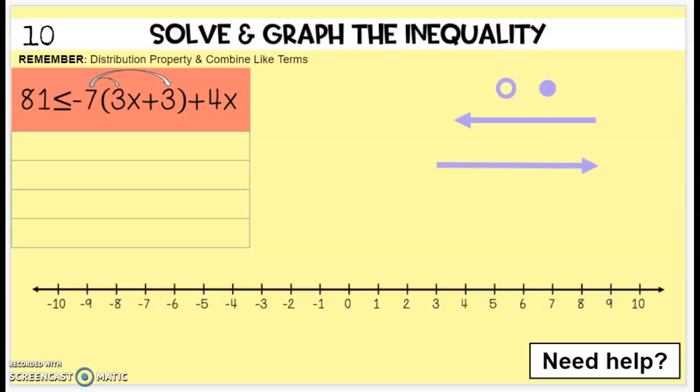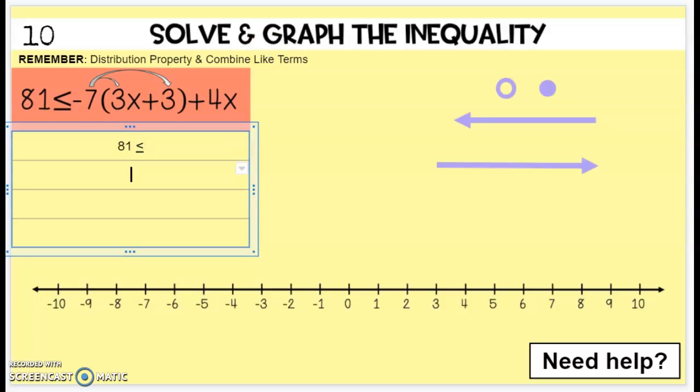All right, you guys have made it to the final problem, number 10. Here's some helpful hints again. When you first look at this, it probably looks crazy. Not so crazy. Just identify what you need to do. We need to distribute this -7 into our parentheses, which means we're going to bring down this 81 and our inequality sign. We don't have anything to do with that. We just need to bring it down.